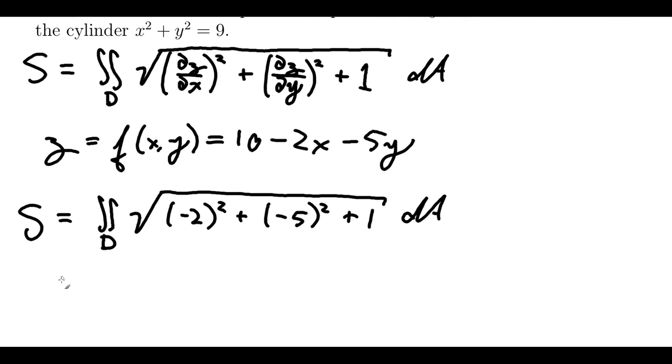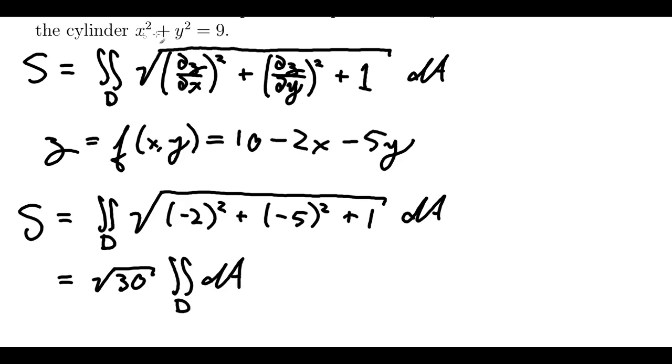Let's start cleaning this up a little bit. We see that this is a constant here. We have 2 squared is 4, 5 squared is 25. So 25 plus 4 plus 1 is 30, that is a constant square root of 30 that we can pull out of the integral, like so.